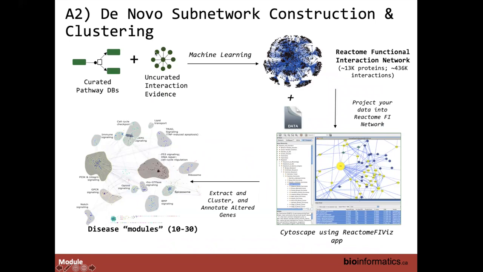Moving along, talk about de novo subnetwork construction and clustering. And you can apply a list of altered genes, proteins, or RNAs to a much larger pre-constructed functional interaction network that I discussed to you earlier in the lecture. You can then identify topologically unlikely configurations by filtering away the unnecessary interactions. You can then extract clusters of tightly connected gene interactions and then annotate those clusters with pathway and other functional annotations, essentially reducing the hundreds of genes within your list down to a handful of altered or disease modules.